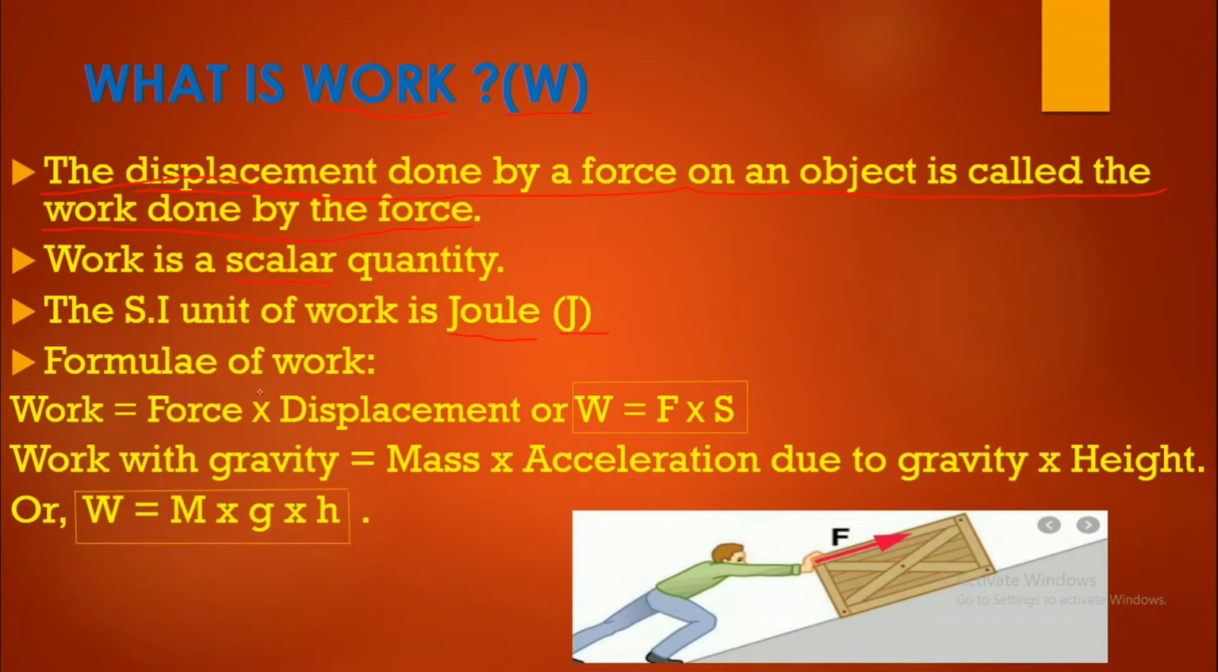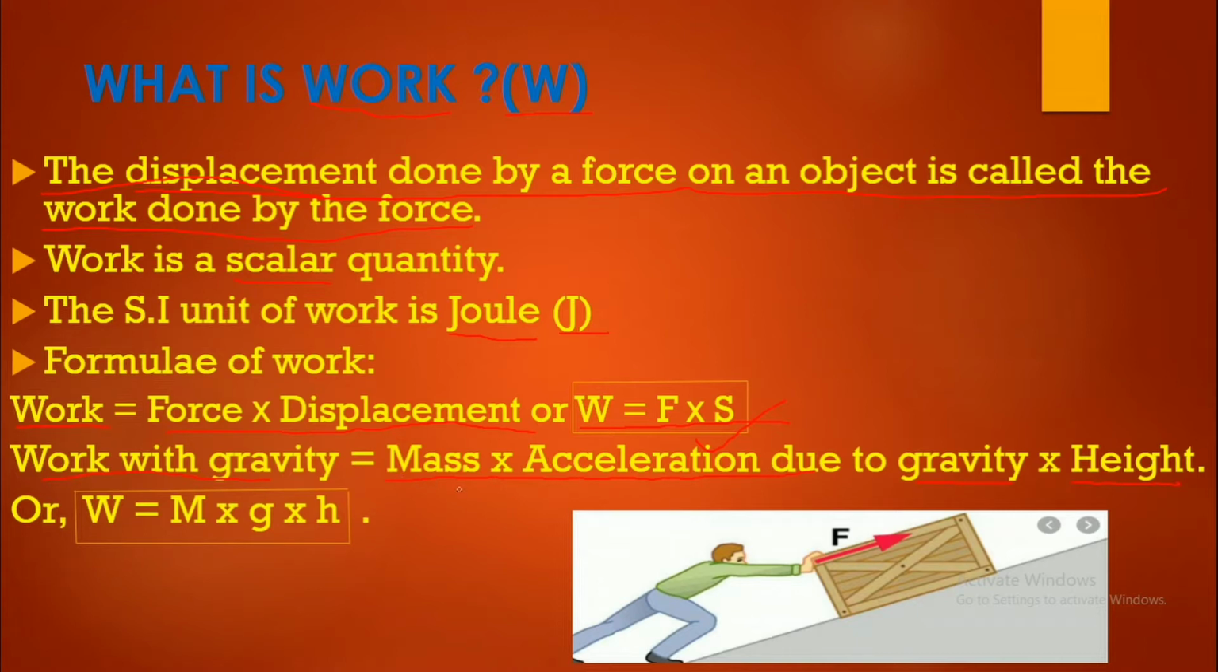So formulae of work. There are two formulae of work. One is for only work and second is work with gravity. So first formula is work is equal to force into displacement, or W is equal to F into S. So here we got our first formula of this chapter. W is equal to F into S, or W is equal to FS.